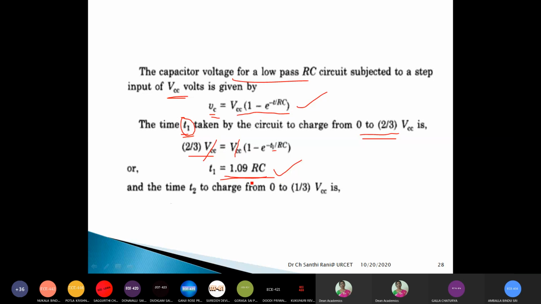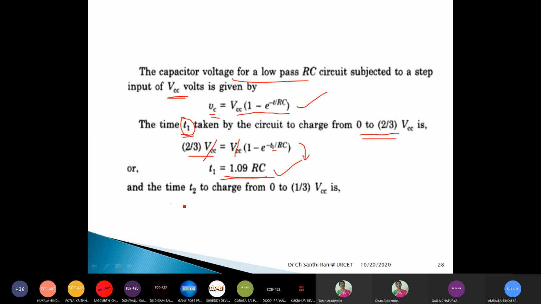Same as what we got earlier, where we made it 1.1 RC. Now let us take 2 digits, so T1 is equal to 1.09 RC. After rearranging and calculating for T1, we will get this. If you have done that, please share that in the chat box. Let me see.